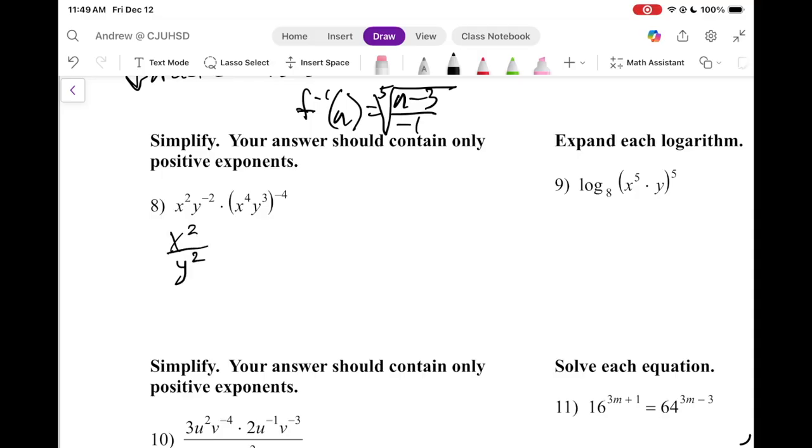Okay, now I'm taking negative exponents and putting them on the other side of the fraction. And that entire x to the 4th, y to the 3rd comes to the bottom. And now you've got a division of the x's, so you're going to do subtraction, and a multiplication of the y's, so you're going to do addition. They turn out to be the same thing.